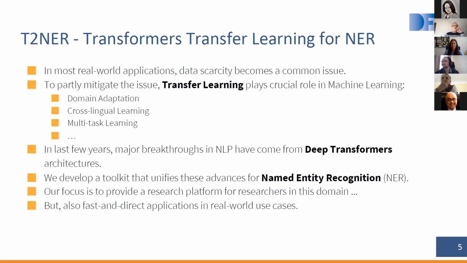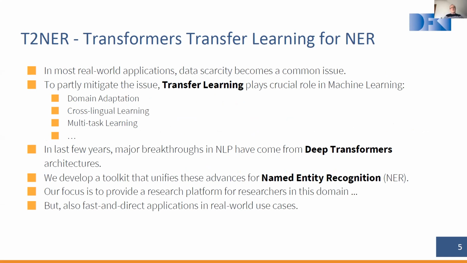So next slide. This is a bit more on our tool. As I said, in most real-world applications, we have the data scarcity problem. We want to mitigate this issue by transfer learning. That means we would like to apply a model, or transfer a model, to a new domain, which is then called domain adaptation, or to a new language, which is cross-lingual learning. Or we also want to support multitask learning, for example, merging different data from different domains.